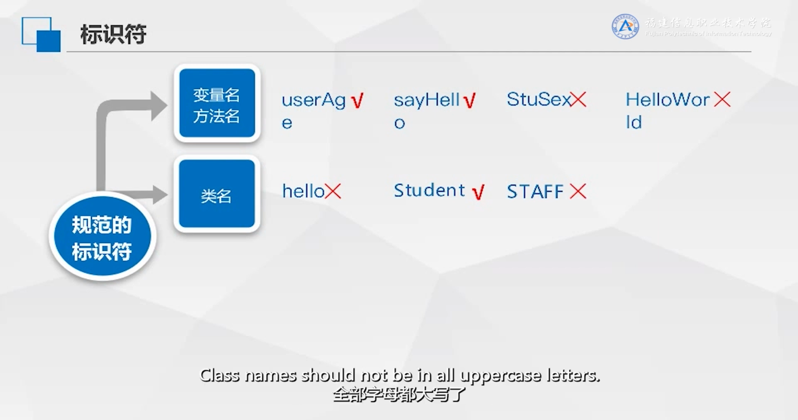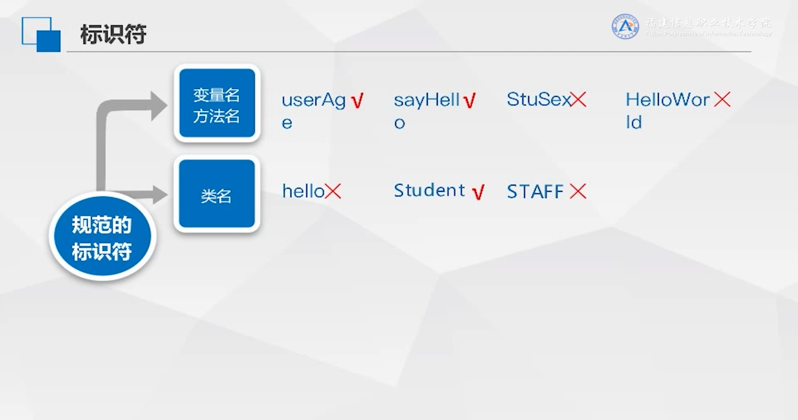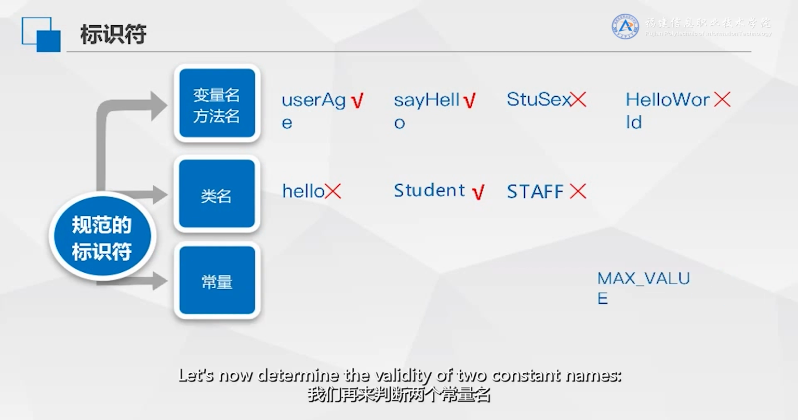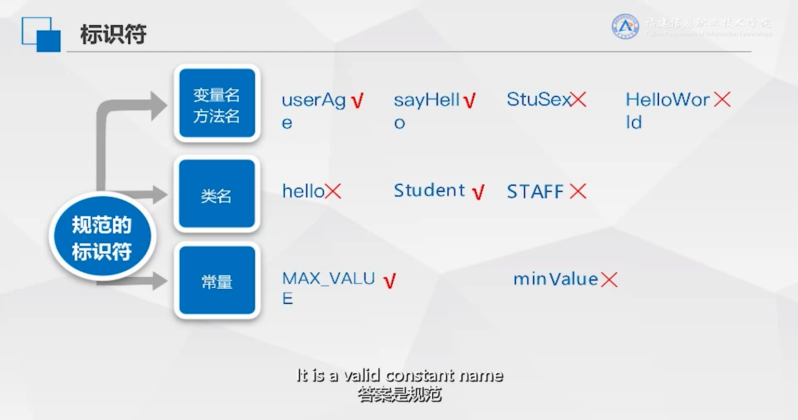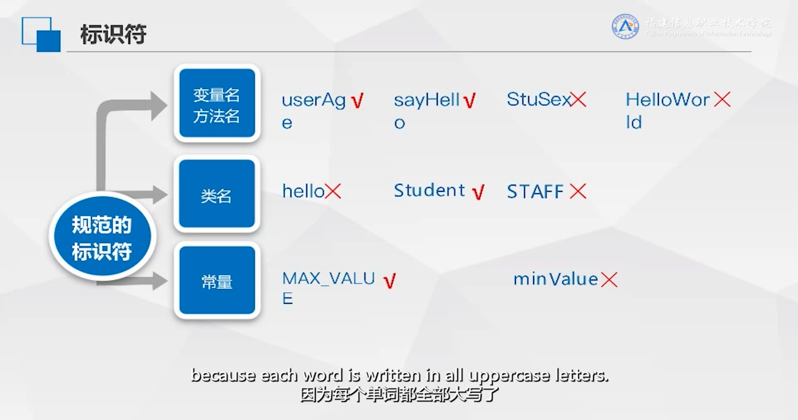Class names should not be in all uppercase letters. Let's now determine the validity of two constant names. Max value. It is a valid constant name, because each word is written in all uppercase letters.